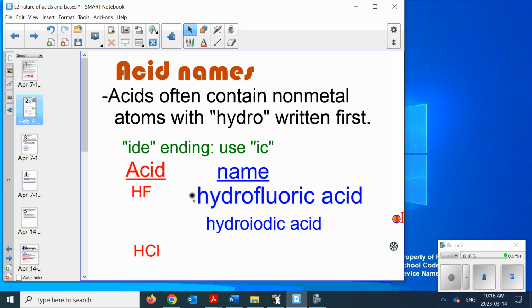Hydroiodic acid. So let's work the other way around. So hydro means hydrogen at the start, okay, not a surprise. Iodic, well, that comes from the ending, from hydrogen iodide. So hydrogen, H plus, iodide, I negative. And when I put those together for the formula, it's 1 to 1.